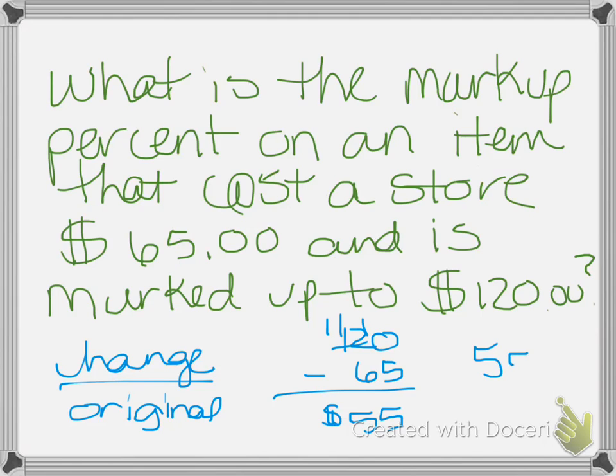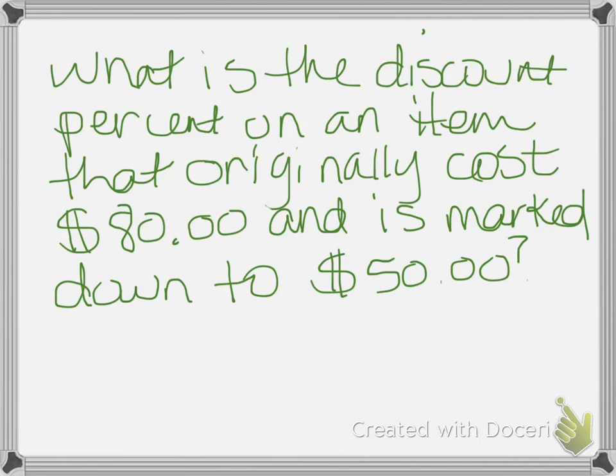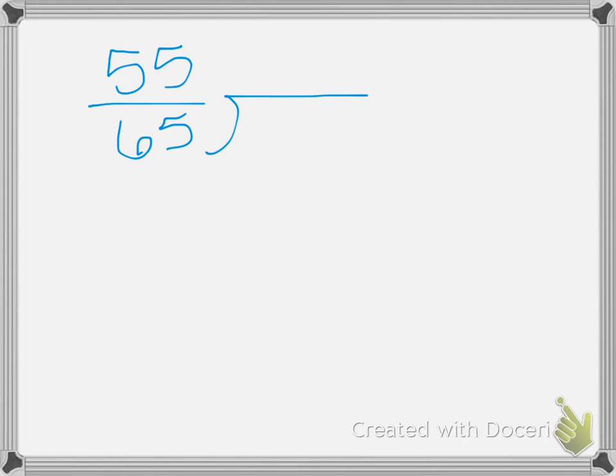55 goes on top. My original amount is always the first one, whatever you were told first, before it's marked up or discounted. So it's 55 over 65. I'm going to go to the next page to do this problem. Okay, let me go on right here. So I have 55 over 65. So I'm going to divide 65 into 55.